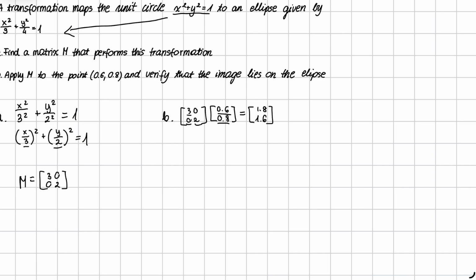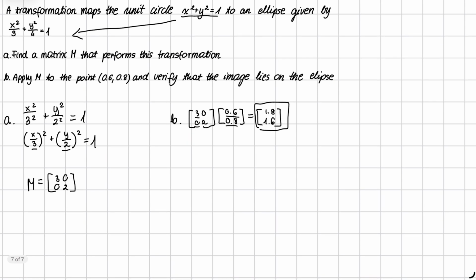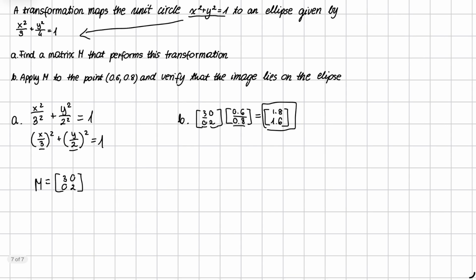So this is the result, and we have to verify that the image lies on the ellipse. So we have to substitute this point with these coordinates into our equation of the ellipse. So 1.8 squared over 9 plus 1.6 squared over 4. And we have to calculate it. So the first value is 0.36 and the second value is 0.64, and of course the result is 1. So as required, the image lies on the ellipse.